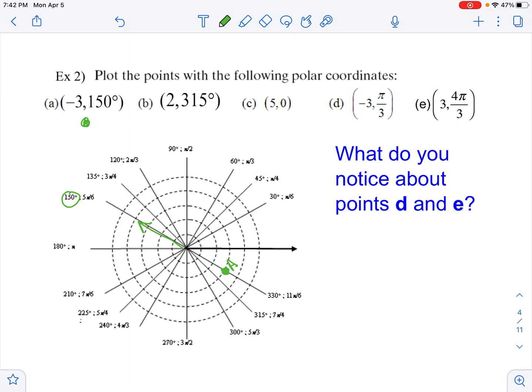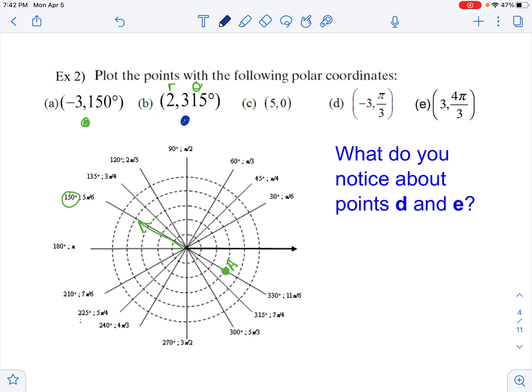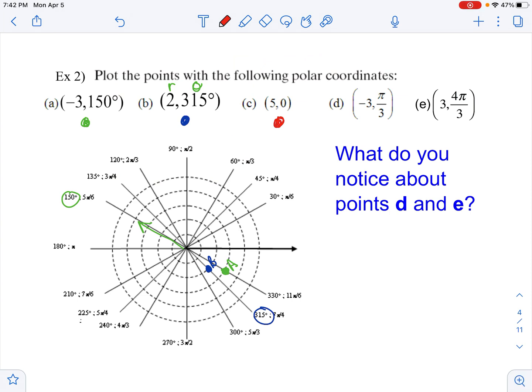All right, the next one says 2 comma 315. So again, this is my r and this is my theta. I'm going to do that one in blue. It says go to 315 degrees and go out 2 units. So I go to 315 degrees, and because it's positive, I'm going to go out onto that ray, and there would be point B.